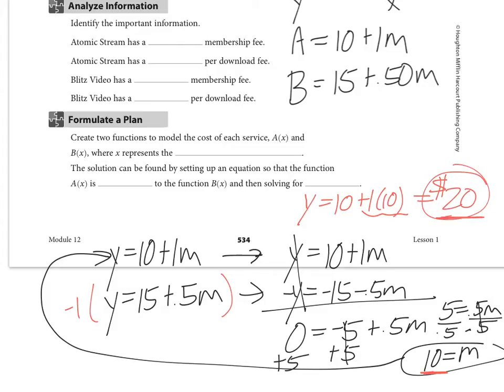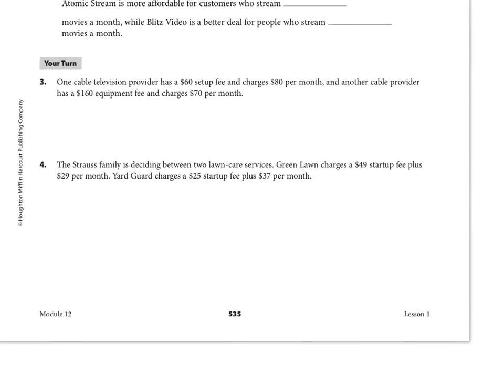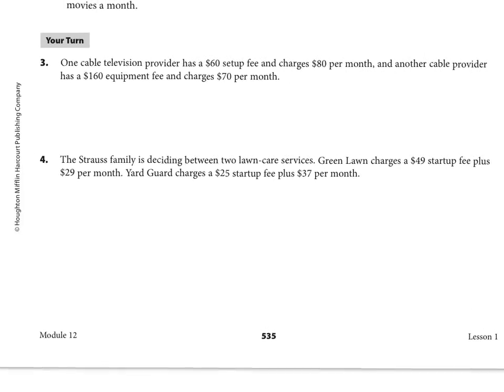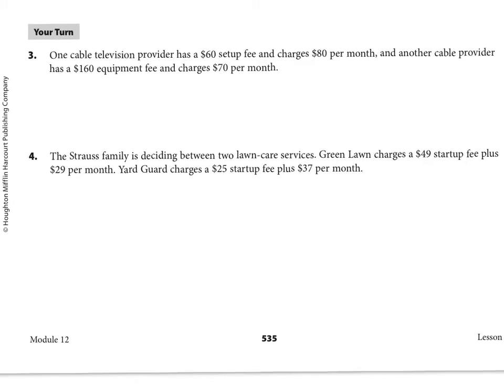Now, which one's cheaper in the beginning? Well, this is where we go back. Atomic's cheaper in the beginning because their membership fee's less. But eventually, Blitz becomes cheaper because their slope is smaller. And we talked about that going back to Module 7 when we first started looking at systems. So again, it walks you through it here. It has a Your Turn, so I'm going to do question number 3 with you, and then I'm going to give you a chance to try number 4.